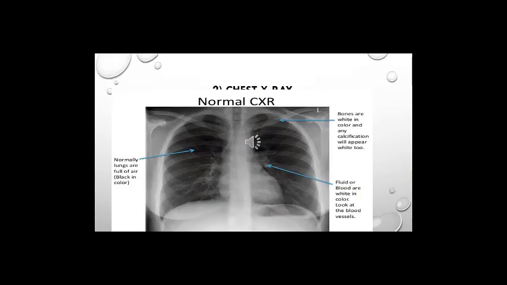This is an illustration of a normal chest x-ray demonstrating the color of the bone, the fluid with blood, with lungs.